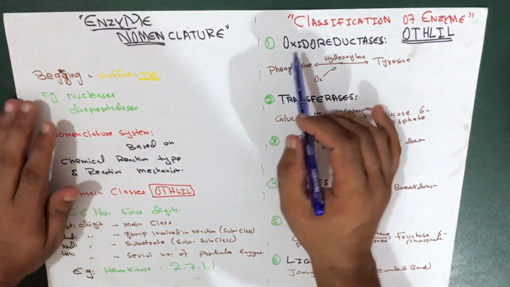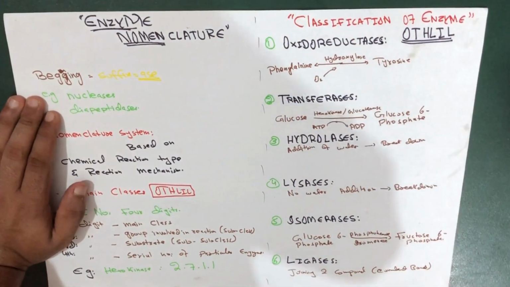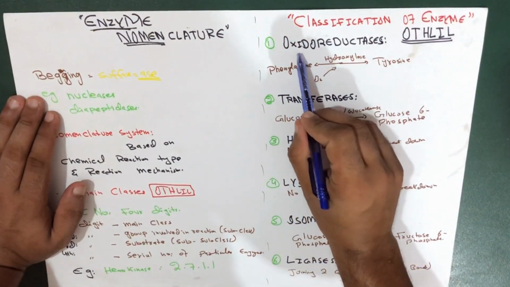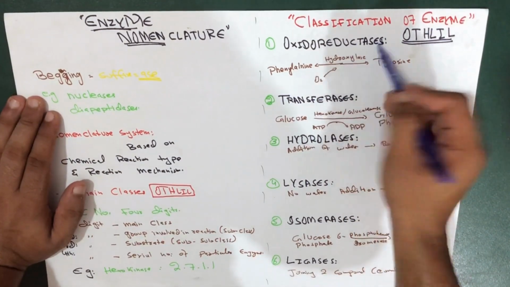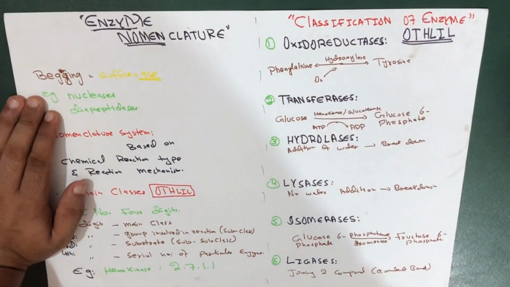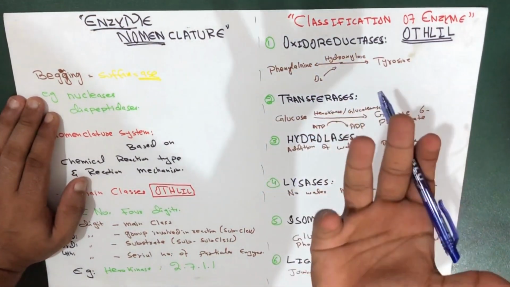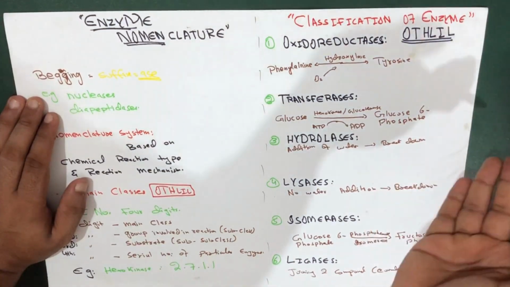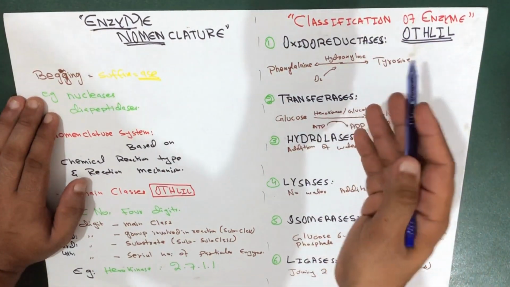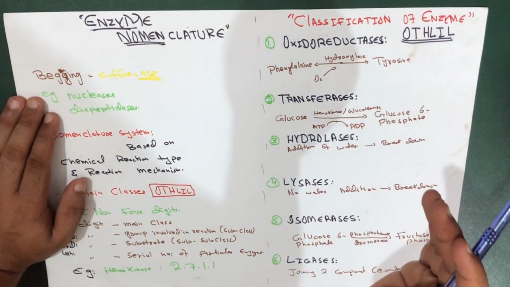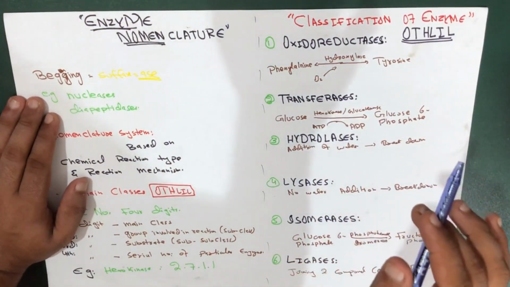Coming to the first class, oxidoreductases. The word oxido means oxidation, and reducto means reduction. The word ase is added because it's an enzyme. So how can we define it? Those enzymes which are involved in the oxidation and reduction of their substrate are called oxidoreductases. Again, oxidoreductase enzymes are involved in oxidation and reduction of their substrate.